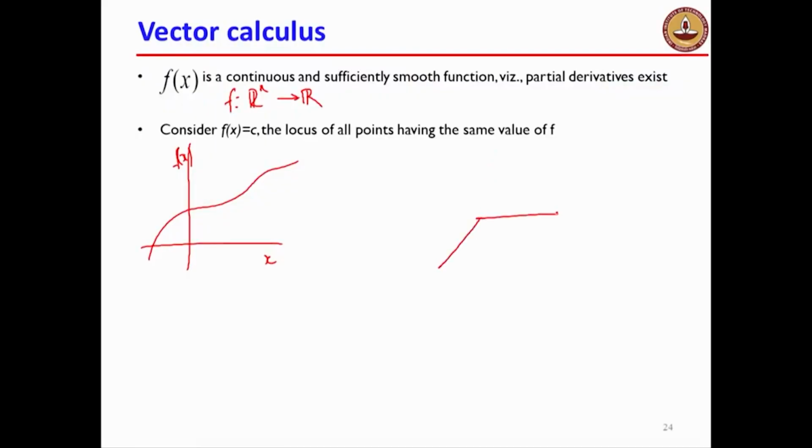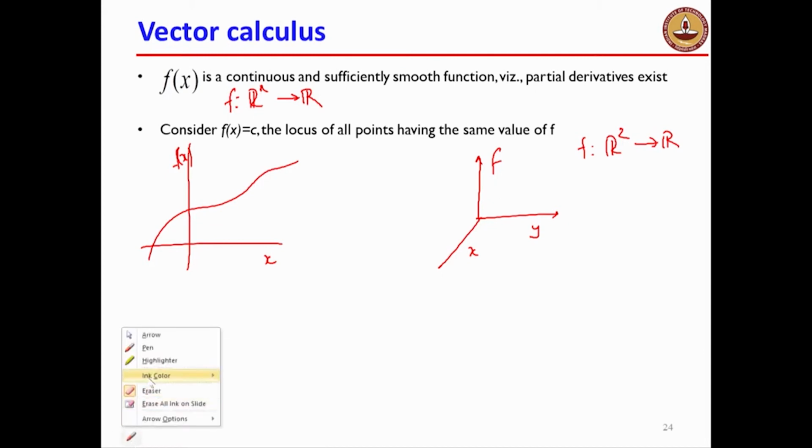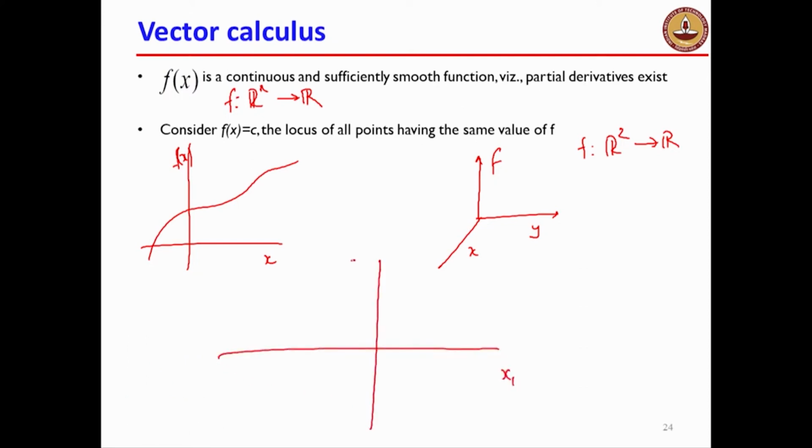However, it becomes slightly more difficult to appreciate functions of several variables. One of the things we can do is plot the xy plane, and this is my f. So I need to work with 3 dimensions to look at how f behaves as a function, suppose f is from R2 to R. And as you can see, I have a tablet over here, and it's far easier to work with 2 dimensions. So I look at x1, x2, only 2 axes.